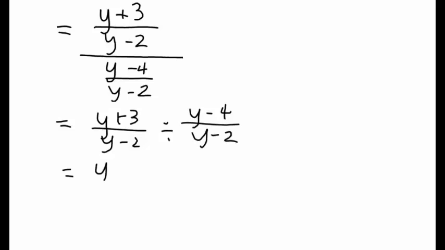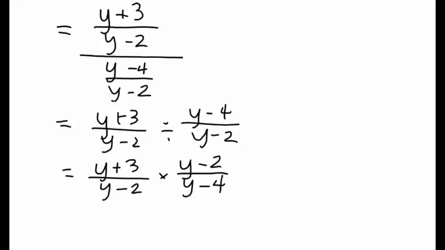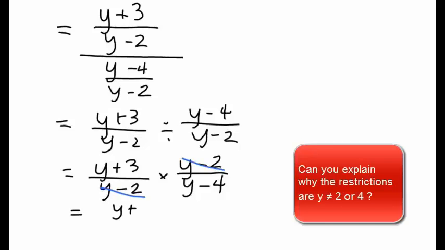So really, now what we've done is we've changed our question to a multiplication kind of question. We're going to switch out our division sign with the multiplication sign and flip our second fraction and multiply. So notice here that our factors of y minus 2 are going to cancel, and we're going to be left with y plus 3 over y minus 4.